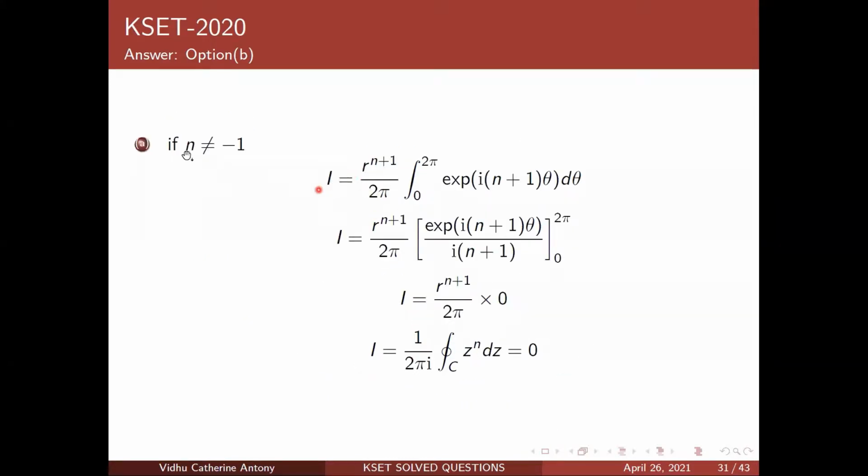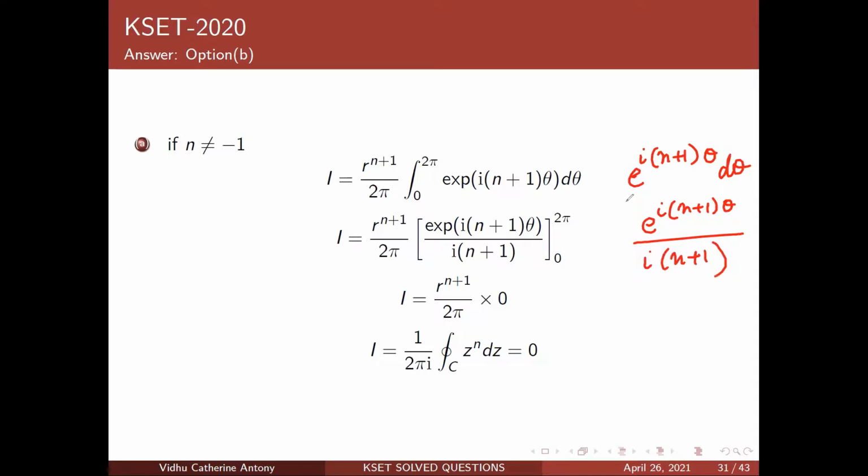Okay, so now let's come back. If n is not equal to minus 1, what is the case? This is the integral of an exponential, so it's pretty easy to do. All you have to do is divide by the constant parameter associated with theta. So if you have e to the power of i (n plus 1) theta, how do you calculate the integral? You calculate it as e to the power of i (n plus 1) theta divided by i (n plus 1).